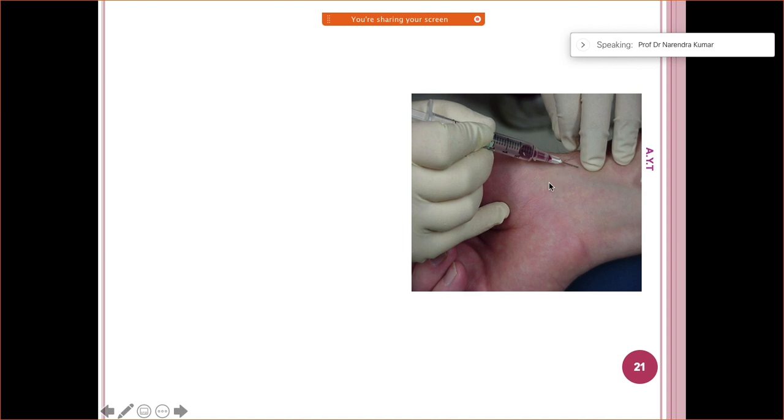Then you have to withdraw the needle, apply digital pressure, check for bubbles in the syringe, and then place the capped syringe in the container of ice immediately. And you must apply firm pressure on the puncture site for at least 5 minutes. And yes, if there are coagulation abnormalities, at least 10 to 15 minutes.